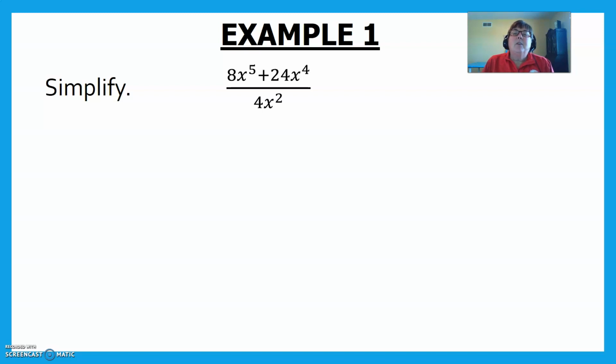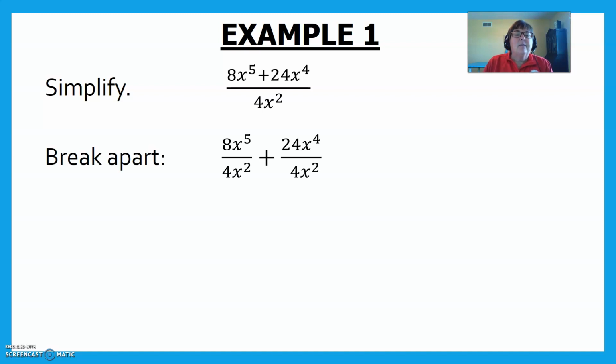When I talk about breaking it apart, since those terms are connected with addition on the top in the numerator, I'm going to divide each part of those, each term, by what's in the denominator. And so it looks like this. I have 8x to the 5th over 4x squared, and I have 24x to the 4th over 4x squared. So I took everything in the top and just put it over the denominator. Now, this was addition, so this stays addition.